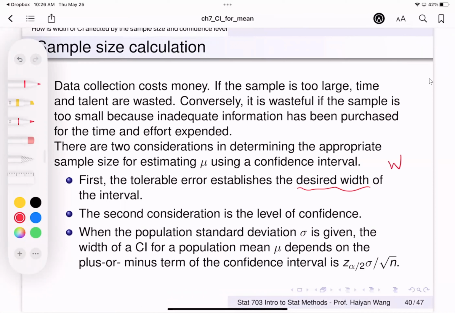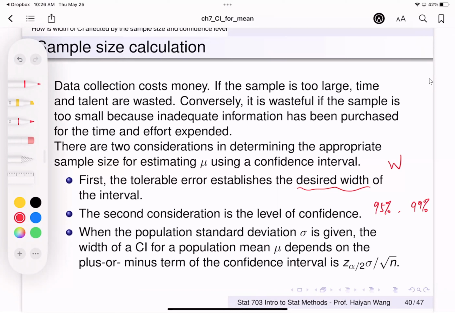And the next one is to decide the level of significance. For example, you can set it to be 95% or 99%, etc., whatever you're comfortable with. So that's the desired level of confidence.